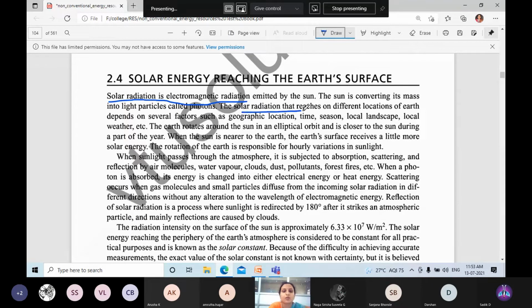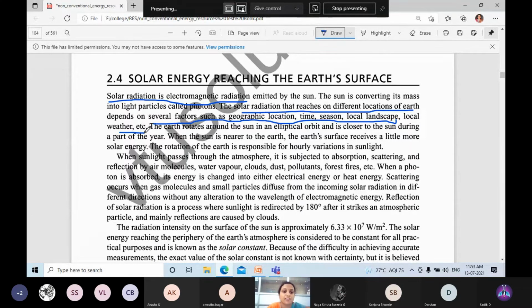And here, solar radiation that reaches different locations on Earth depends on several factors such as geographic location, time, season, local landscape, and also local weather, etc. What they are saying is solar radiation will reach different locations. It will not reach a particular location. Okay, it will reach different locations.